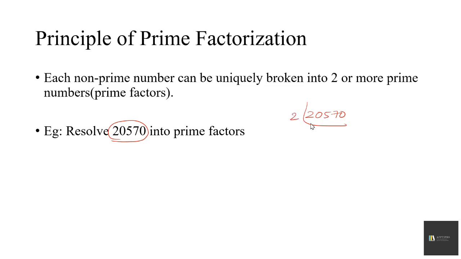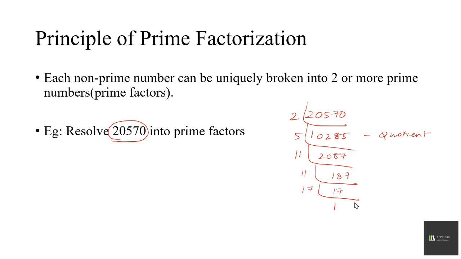So first I am dividing this number by 2. I get 10,285 as quotient. Then I divide it by 5. Then I divide it by 11. Again I divide it by 11. Then I divide it by 17. So these are all the quotients.